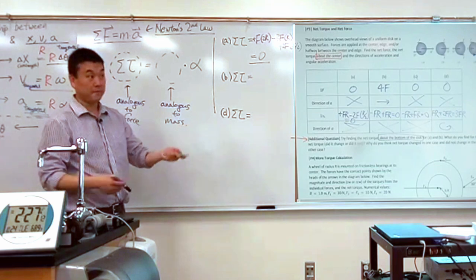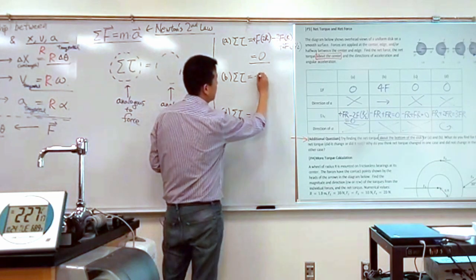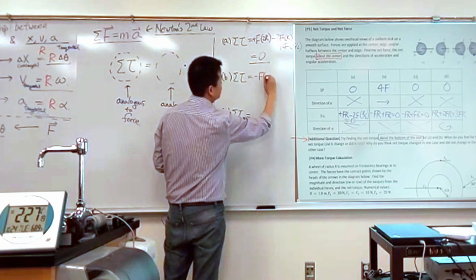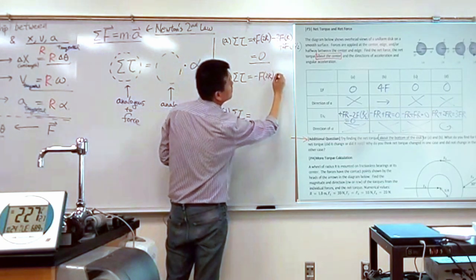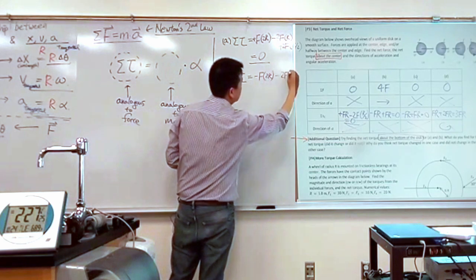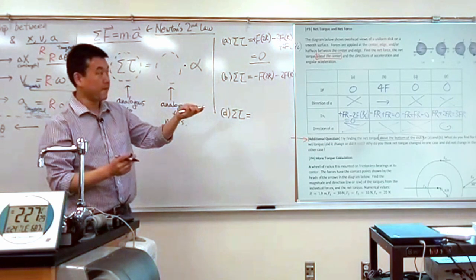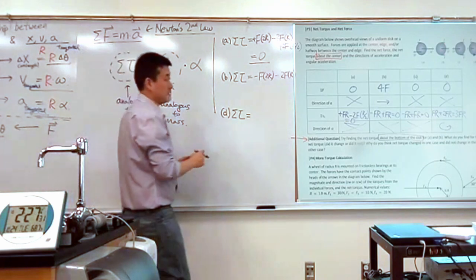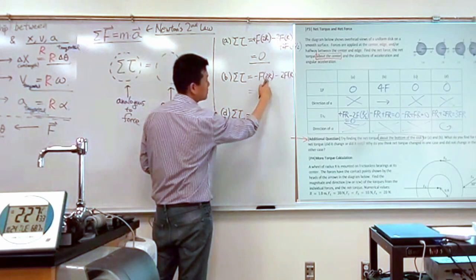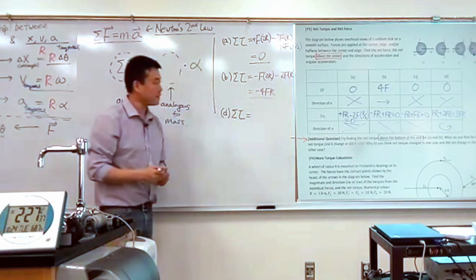right? Because when you finish B, this is what you get. Minus F2R, minus 2FR, and then 0 for the force that's applying right at the bottom. So, well, it's not 0. It's a minus 4FR.